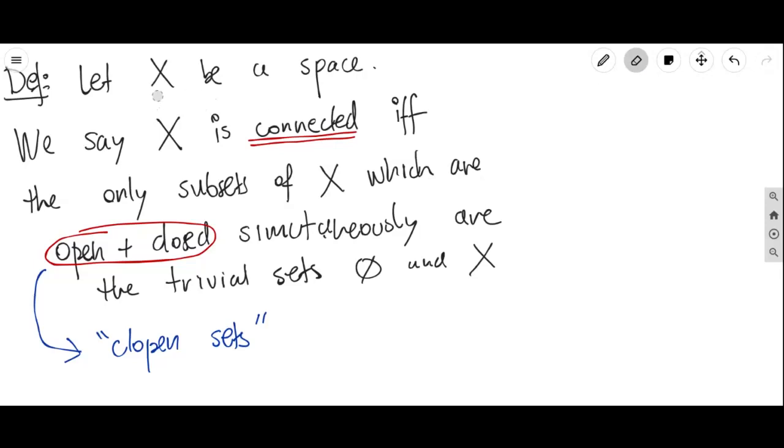So X is a space, that's what it means to be connected. So you can therefore say X is connected if and only if the only clopen subsets are the trivial subsets. And that's the condition.